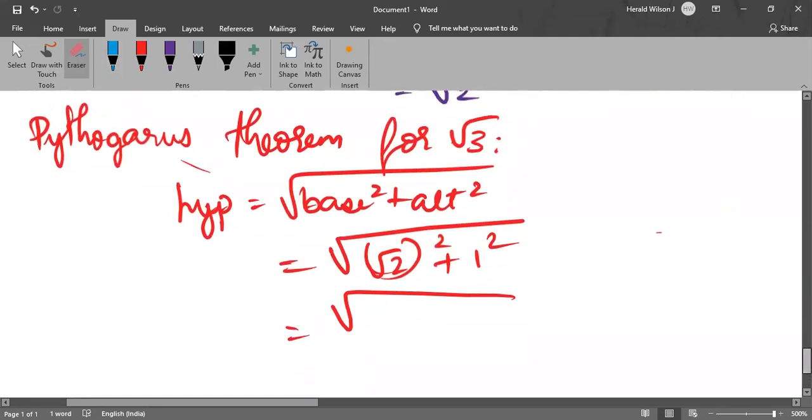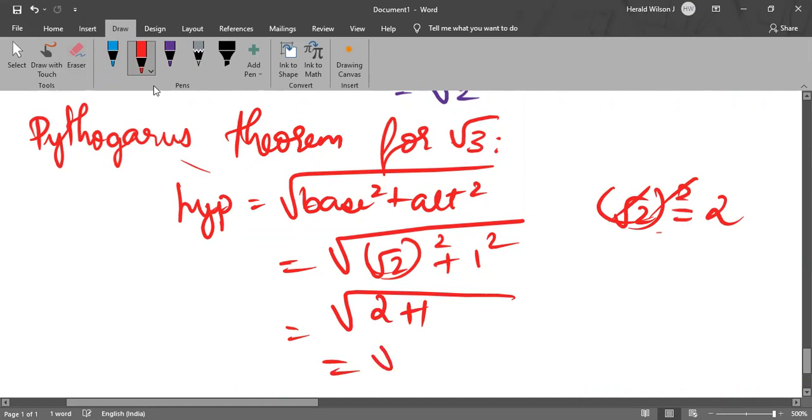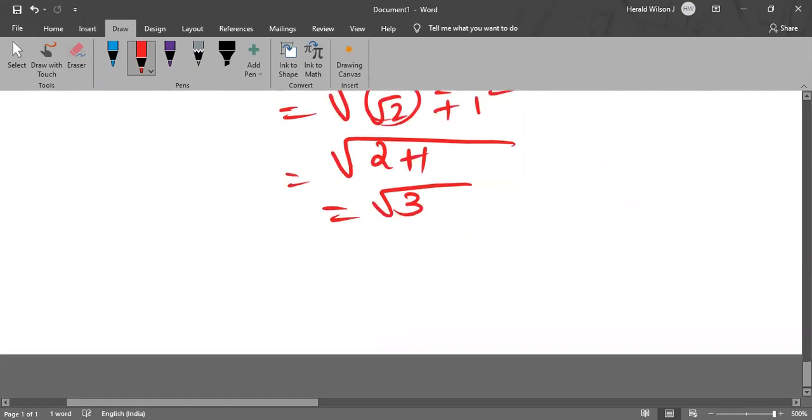So now let's get back here. Root 2 square, root and square will be cancelled to give us root. 2 plus 1 square is 1. So 2 plus 1 is 3. Hypotenuse is equal to root 3. That's how we got root 3.